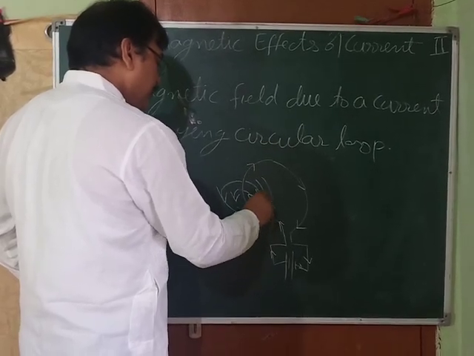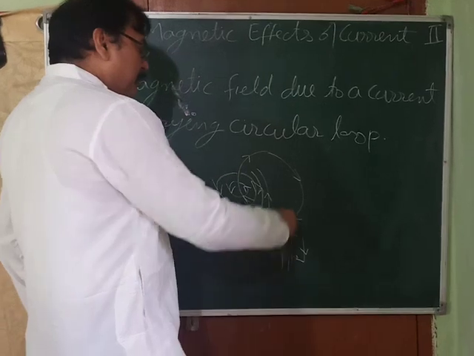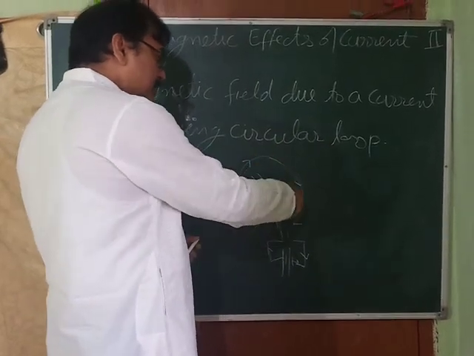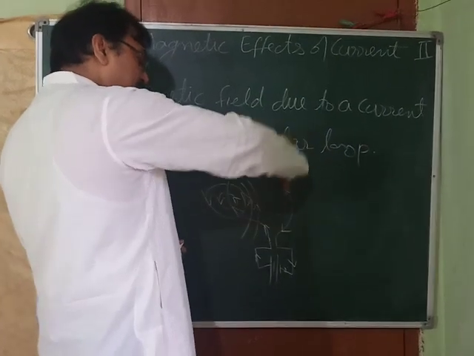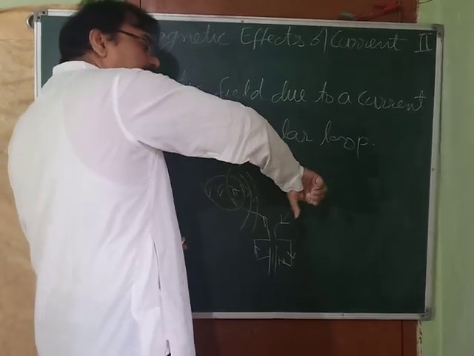Going in, going in. Okay. Now this side, when current is coming to this side, see what will happen? You have to keep your thumb downward. See, current is going this way. Downward. Your finger is going in and then coming out.